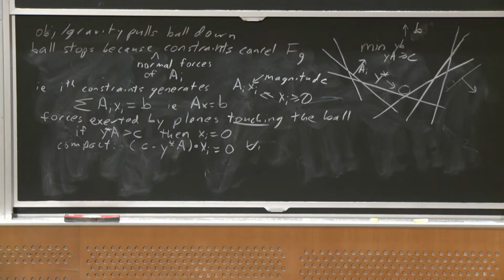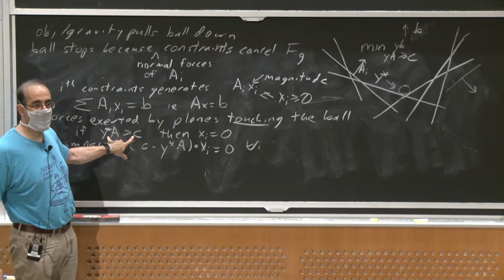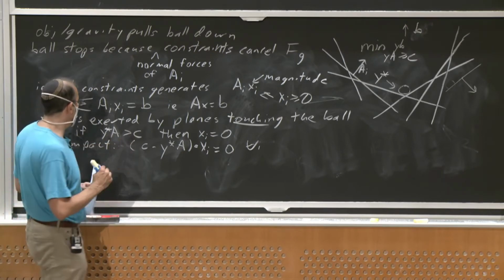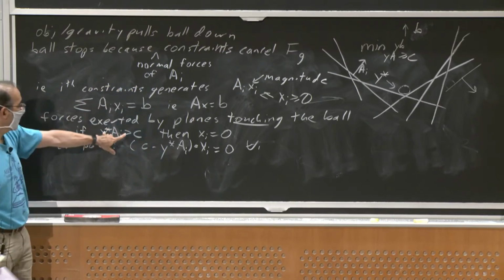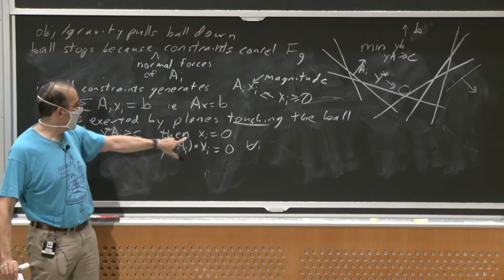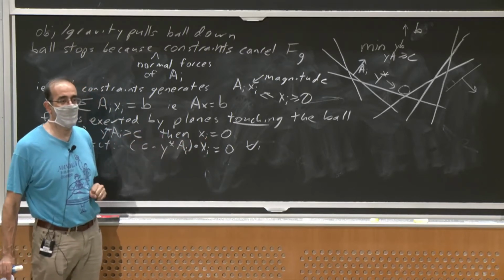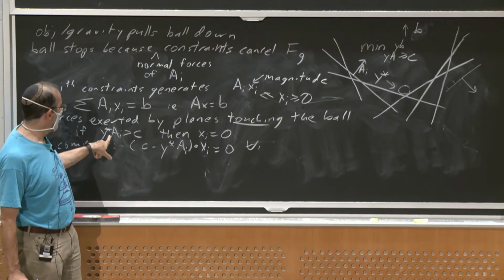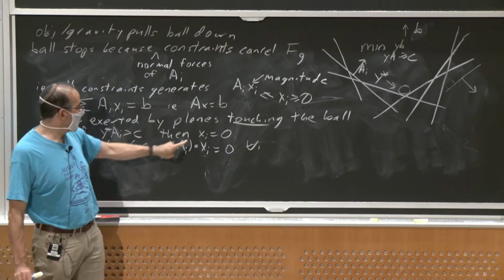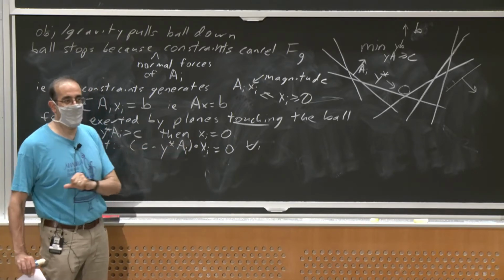Let's check that. So there are two cases. If y_i a_i is greater than c_i for a particular column, a particular hyperplane, if you're loose, then x_i is equal to 0, which means the product of these two quantities is equal to 0. On the other hand, if y a_i is equal to c_i, then it doesn't matter what x_i is, because this term is 0, and so again the product is 0.